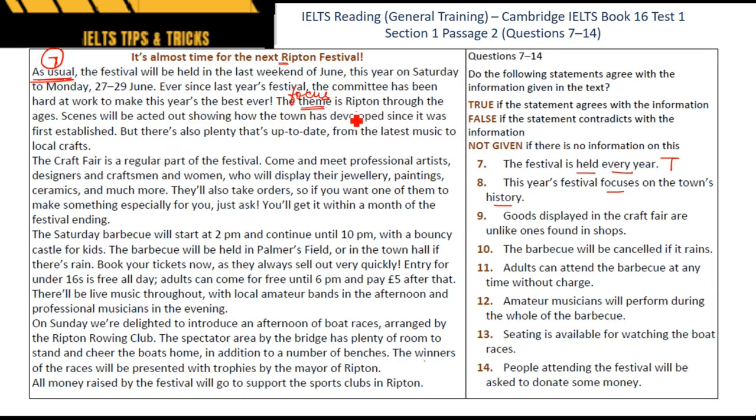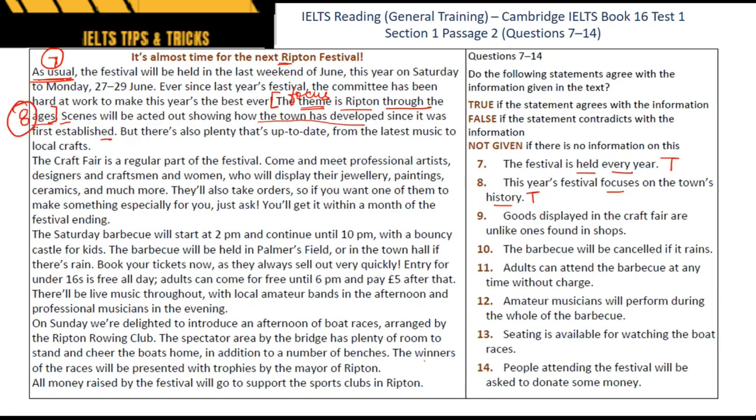So I know Ripton is the name of the place. I could have assumed that from the fact that it is called the Ripton Festival, but also in the next sentence it says how the town has developed. So the town is Ripton, and "through the ages" means throughout history, maybe over hundreds of years even. Although the answer is from this part itself, it is then explained in the next sentence, from "scenes" to "established." So understanding that theme refers to focus is important here. The history part is explained in two sentences. So the answer to the 8th one is again true.